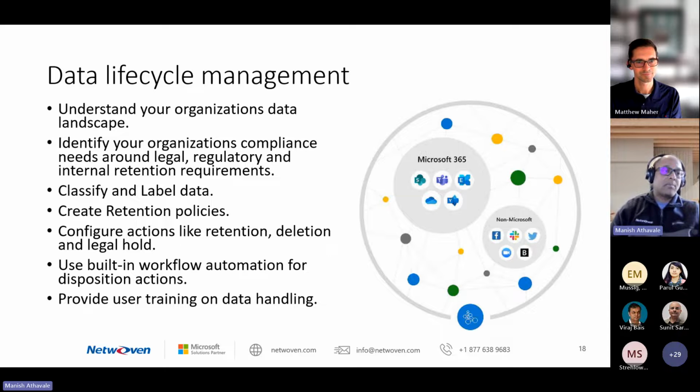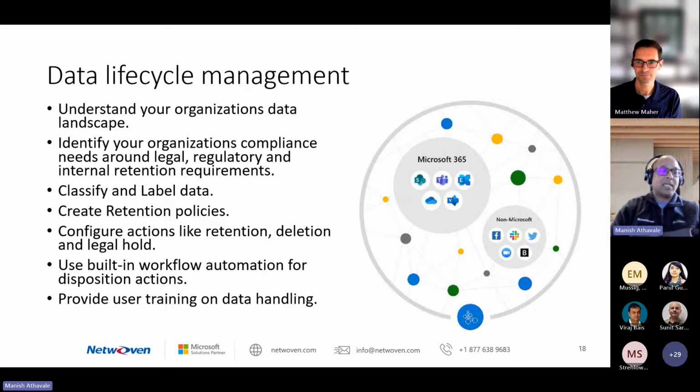So essentially, the first step is you understand your organization's data landscape, right? You look at your Microsoft 365, your non-Microsoft data assets, and then start understanding how the data is stored, what are the rules and compliance standards that you need to follow for each data. Let's say you are in the financial industry and 7 years is the amount of data you need to retain. If you're carrying 15-year-old data, that could be a trouble, right?